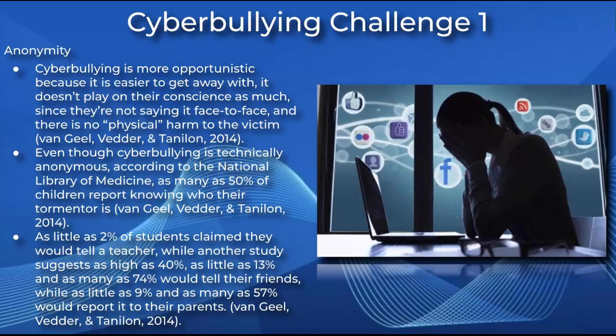The article references 2 different studies. One showed that as little as 2% of students claimed that they would report it to their teacher, while the other showed that the percentage maxed out at only 40% that would tell their teacher. Those same 2 studies showed that as little as 13% or as many as 74% would tell their friends about it, and also that as little as 9% or as many as 57% would report it to their parents.